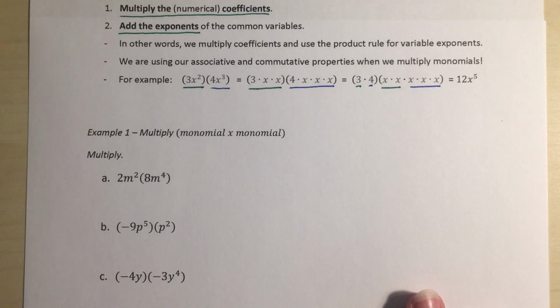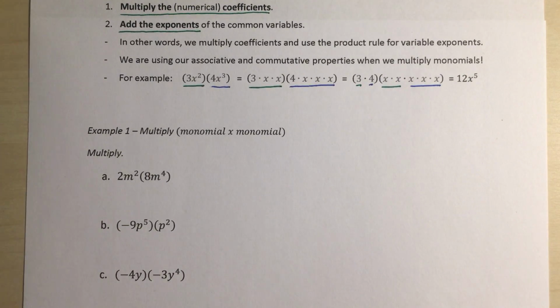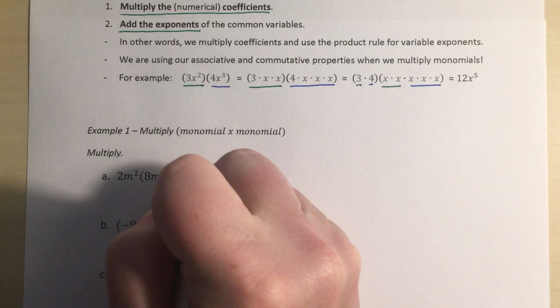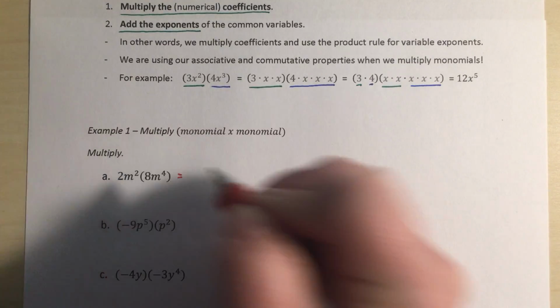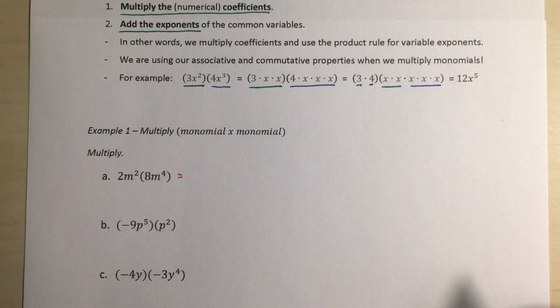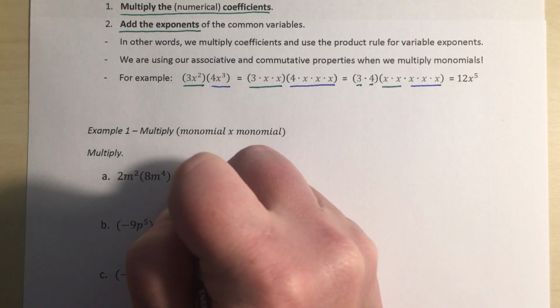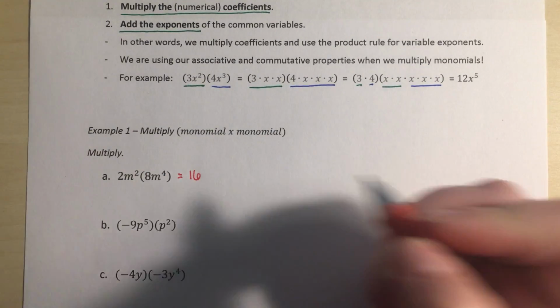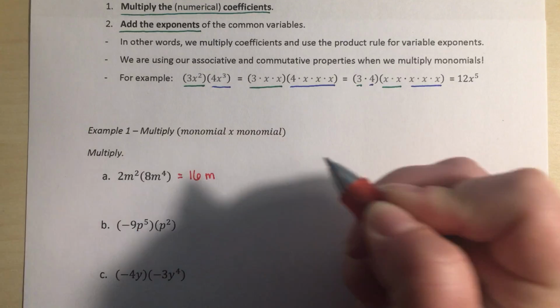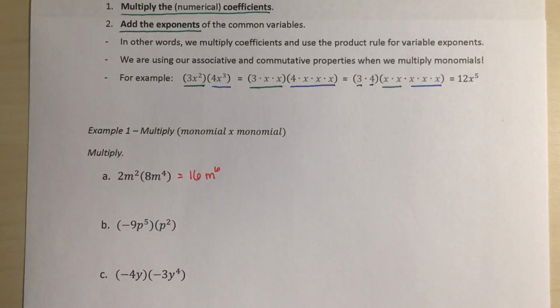All right, so we're going to work through some examples here. And we're going to be multiplying two monomials. So we have 2m squared times 8m to the 4th. Right, so we're going to start with our numerical factors, coefficients out front. 2 times 8 is 16. And then we're going to add our exponents. Right, 2 plus 4 gives us 6. So we have 16m to the 6th.